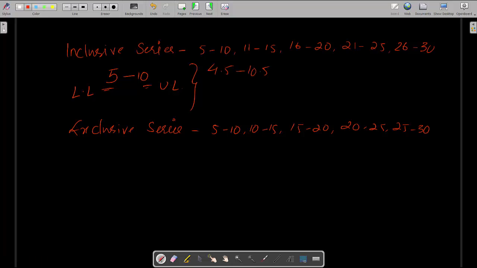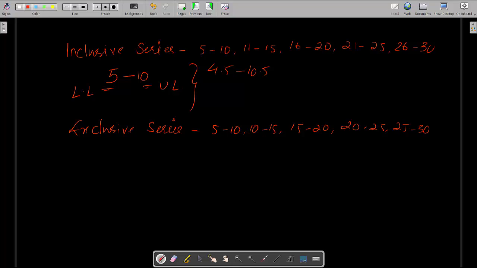So you have to subtract 0.5 from the lower limit and add 0.5 to the upper limit. By doing so, we got 4.5 and 10.5. That is, 5 minus 0.5 is 4.5, and 10 plus 0.5 is 10.5. Similarly, you have to keep doing it for the rest as well.